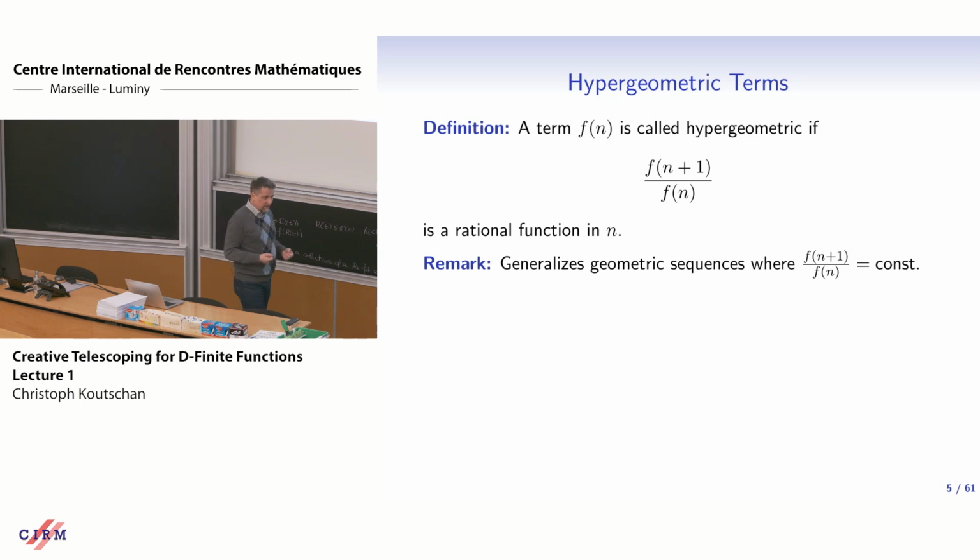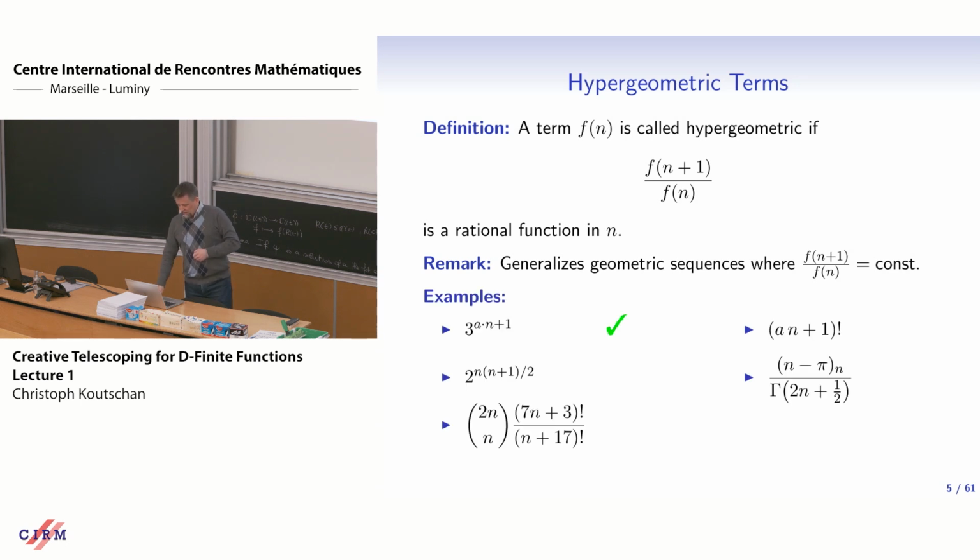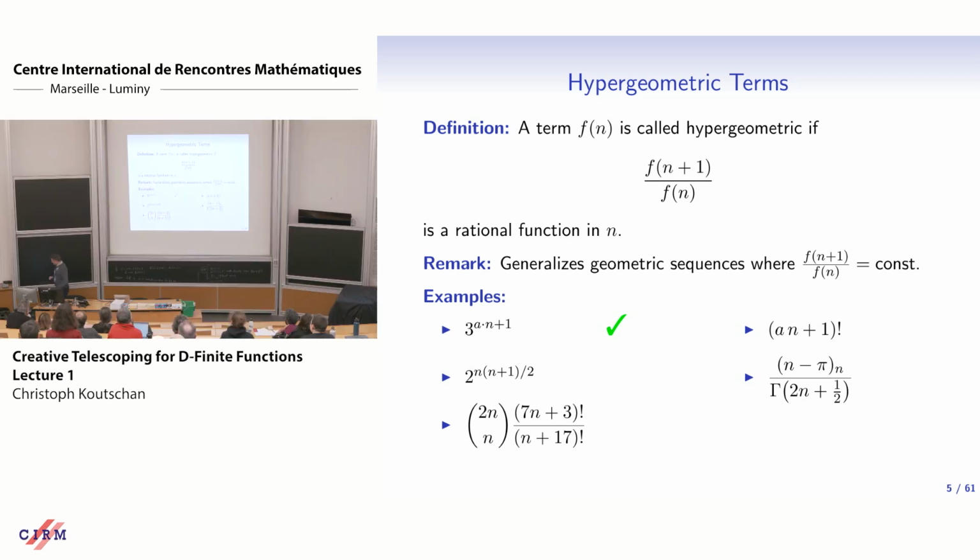A geometric sequence is a sequence where the quotient of two consecutive members is always a constant. And here it's a rational function. Okay, this should not have been here. Now I want to do a little quiz.